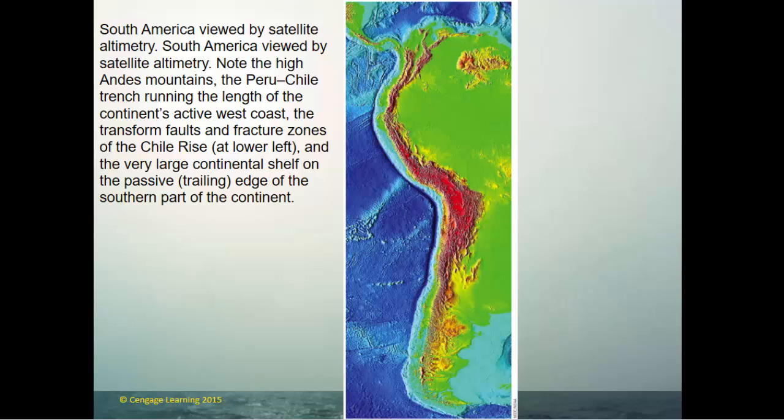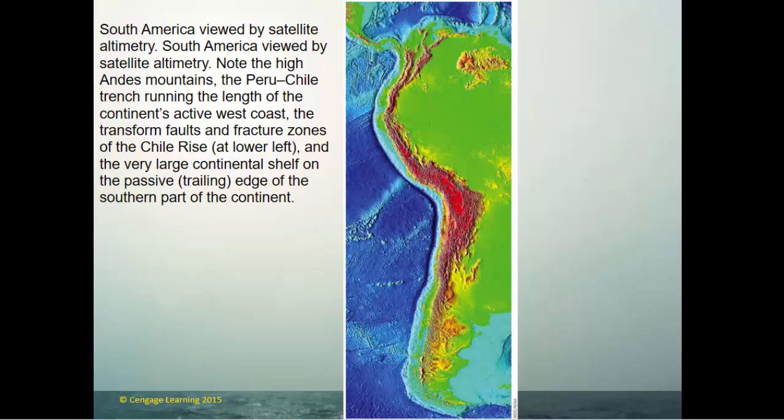You can see the Peru-Chile Trench running the length of the continent on that active west coast, the transform faults and fracture zones, and the Chilean Rise in the lower left. And you can also see a very large continental shelf on the passive, trailing edge of the southern part of the continent. So what this tells us is that on the west side of South America, because of that trench, there is a convergent boundary where oceanic lithosphere is subducting under continental lithosphere.